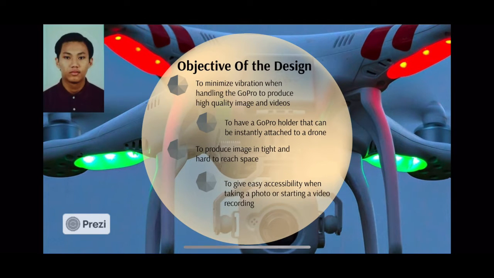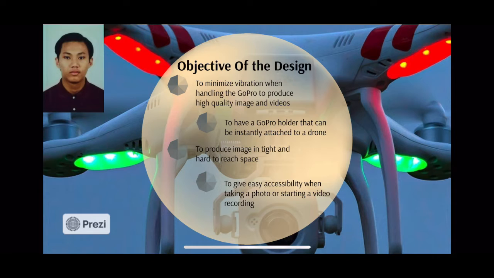Next, I'm going to explain the objective of the design. The first one is to minimize vibration when handling the GoPro to produce high quality images and videos. So in our holder, there will be a gimbal attached so that the images and videos produced will always be steady and with minimized vibration.